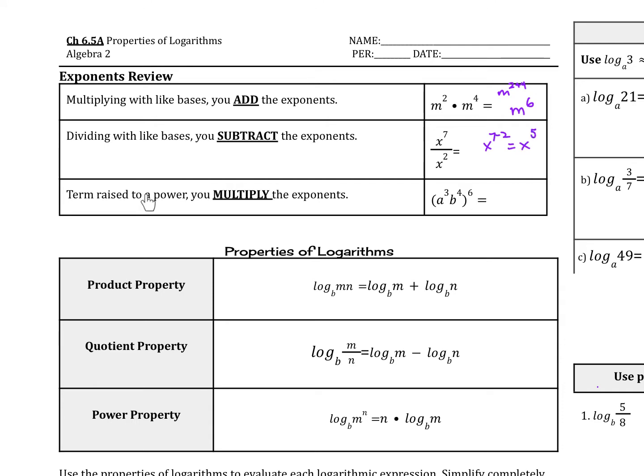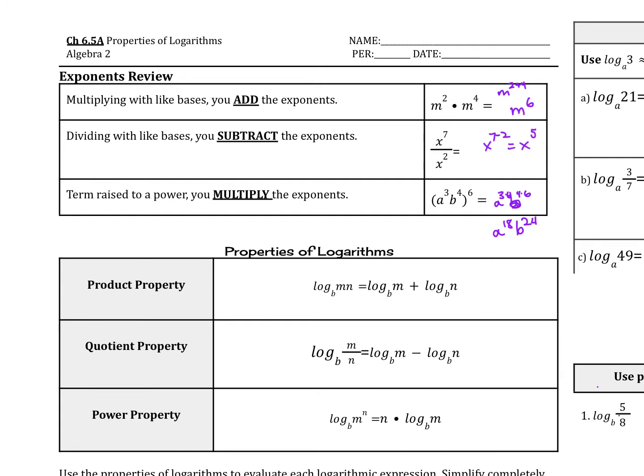Now if a term is raised to a power, you multiply the exponent. So we have a to the third, b to the 4th, and then it's all raised to the 6th power. What we do is we multiply the exponents. We distribute it. So it's a to the 3rd times 6, and b to the 4th times 6. So that would be a to the 18th, and then b to the 24th.